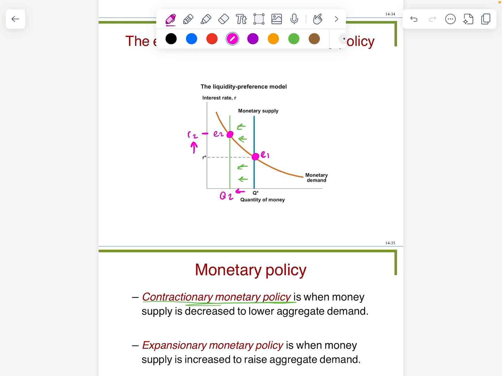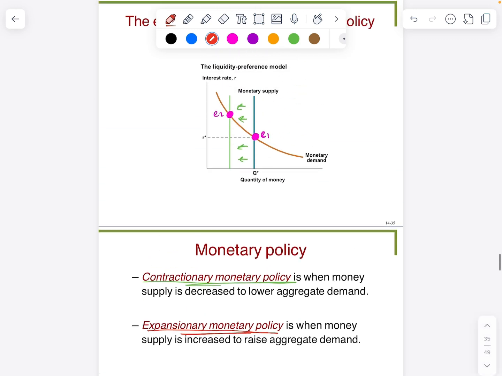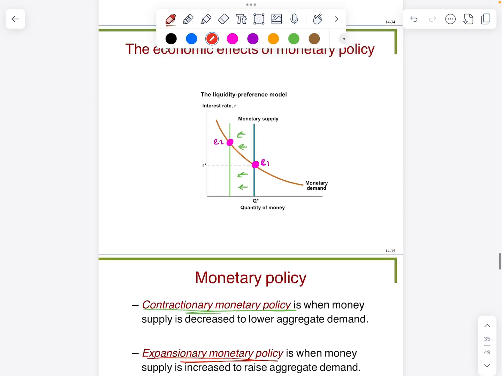is going to fall. So now let's look at the other monetary policy that is used, which is the expansionary monetary policy. And this is basically the opposite. It's when the money supply is increased to raise aggregate demand. So this money supply is going to increase. So we know that that means it's going to shift to the right.